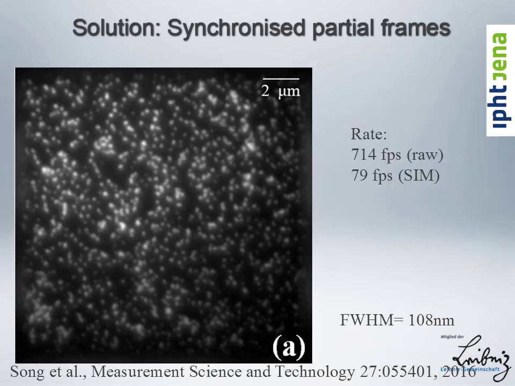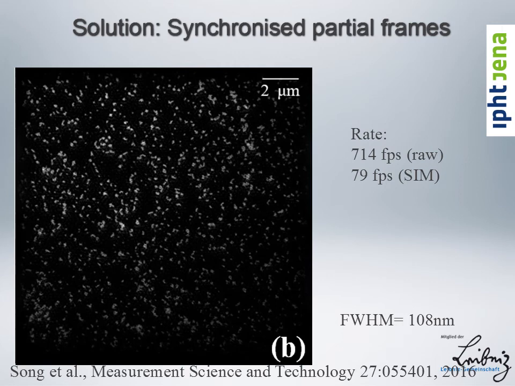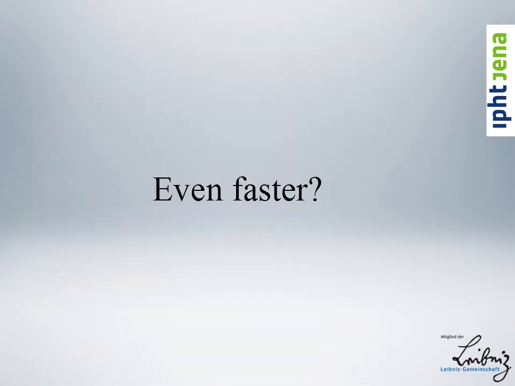Finally, this led to the current record in speed, which is 714 frames per second raw data, meaning about 80 frames per second structured illumination images. And this is the difference, again, between low resolution and high resolution, so wide field and structured illumination images. So can we go even faster? Well, in theory, yes. There's a neat idea that we worked on, which you see in the next slide.